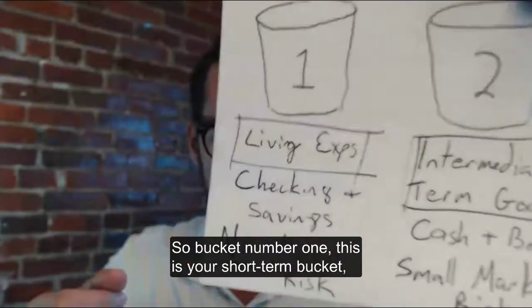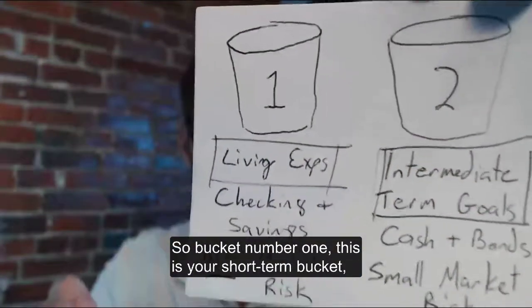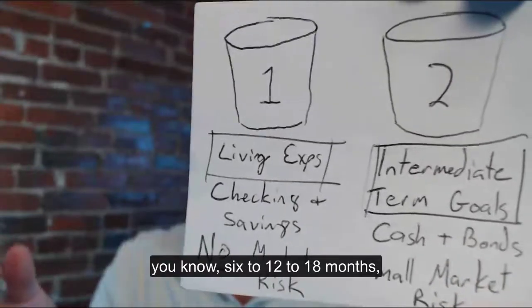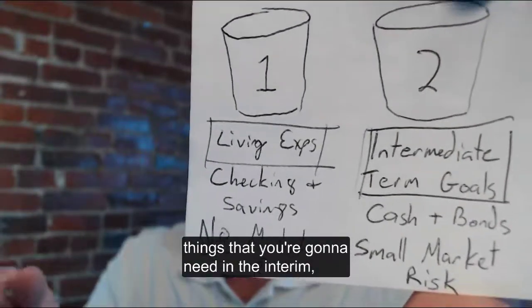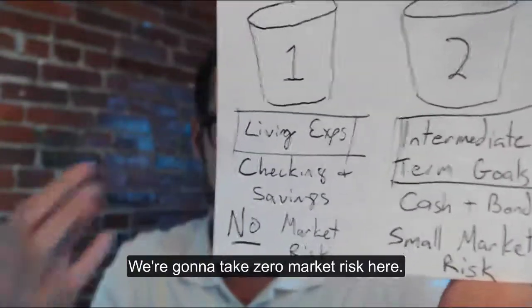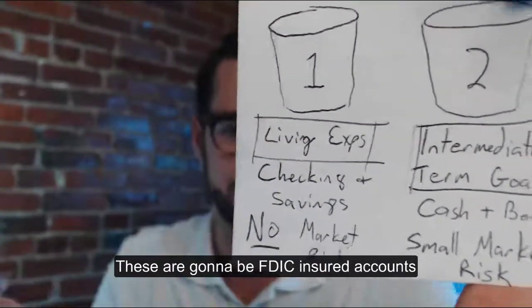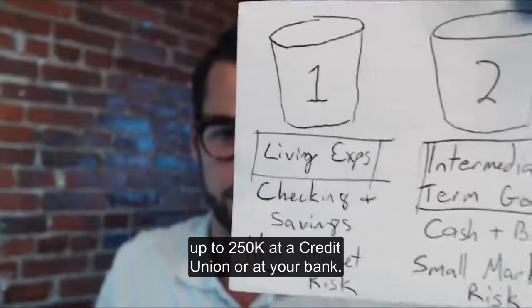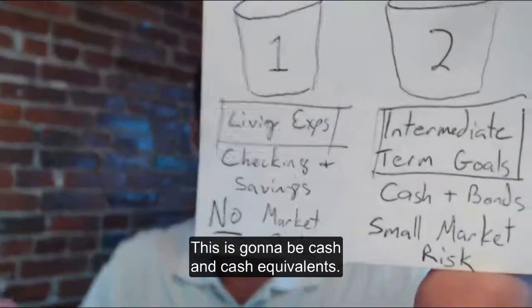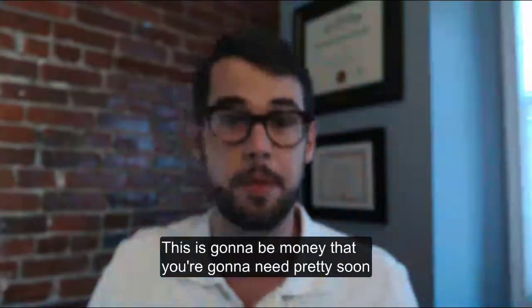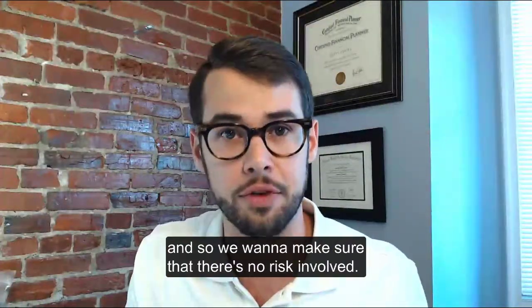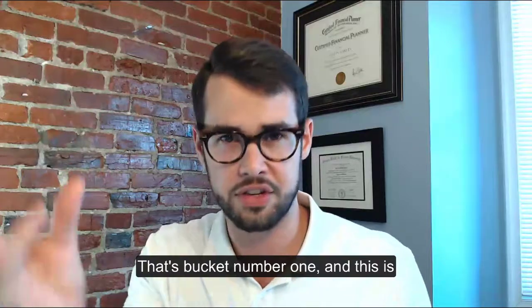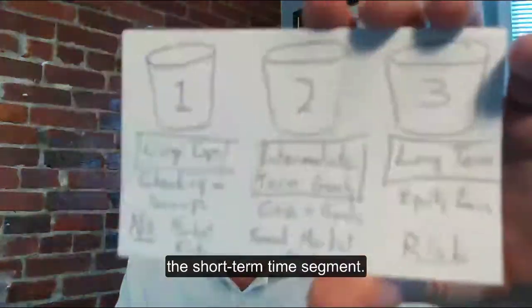So bucket number 1, this is your short-term bucket. 6 to 12 to 18 months, things that you're going to need in the interim. Checking, savings accounts. We're going to take zero market risk here. These are going to be FDIC insured accounts up to $250K at a credit union or at your bank. This is going to be cash and cash equivalents. This is going to be money that you're going to need pretty soon, and so we want to make sure that there's no risk involved. That's bucket number 1, and this is the short-term time segment.